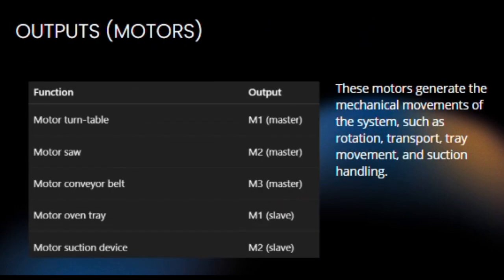On the other hand, we have the outputs related with motors. These motors generate the mechanical movement of the system, such as rotation, transport, tray movement, and suction handling. In this case, there are 3 master motors, which are the table motor, the conveyor belt motor, and the saw motor. There are 2 slave motors, the one for the oven tray and the one for the suction unit.